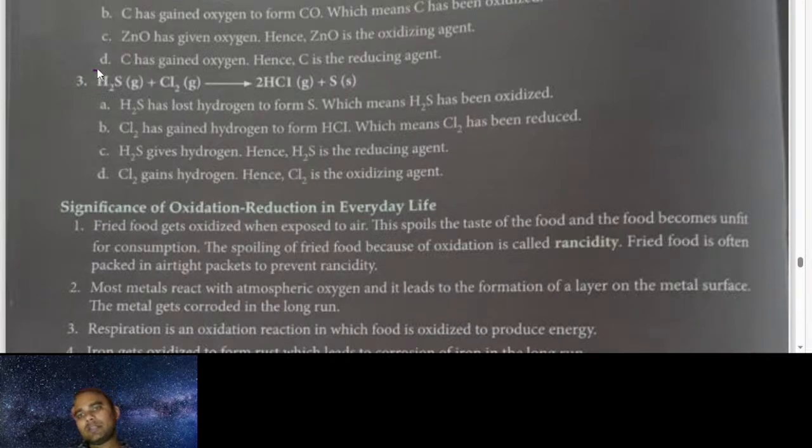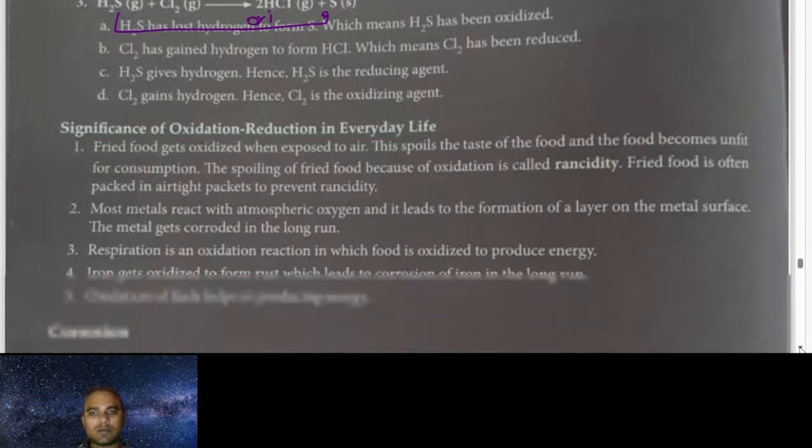Let us see H2S, student. Here it is plus 1, minus 2, 0. Here it is plus 1, minus 1, 0. So sulfur going from minus 2 to 0 is what? Oxidation. And chlorine going from 0 to minus 1 is called reduction. Right, student? So this is the concept.